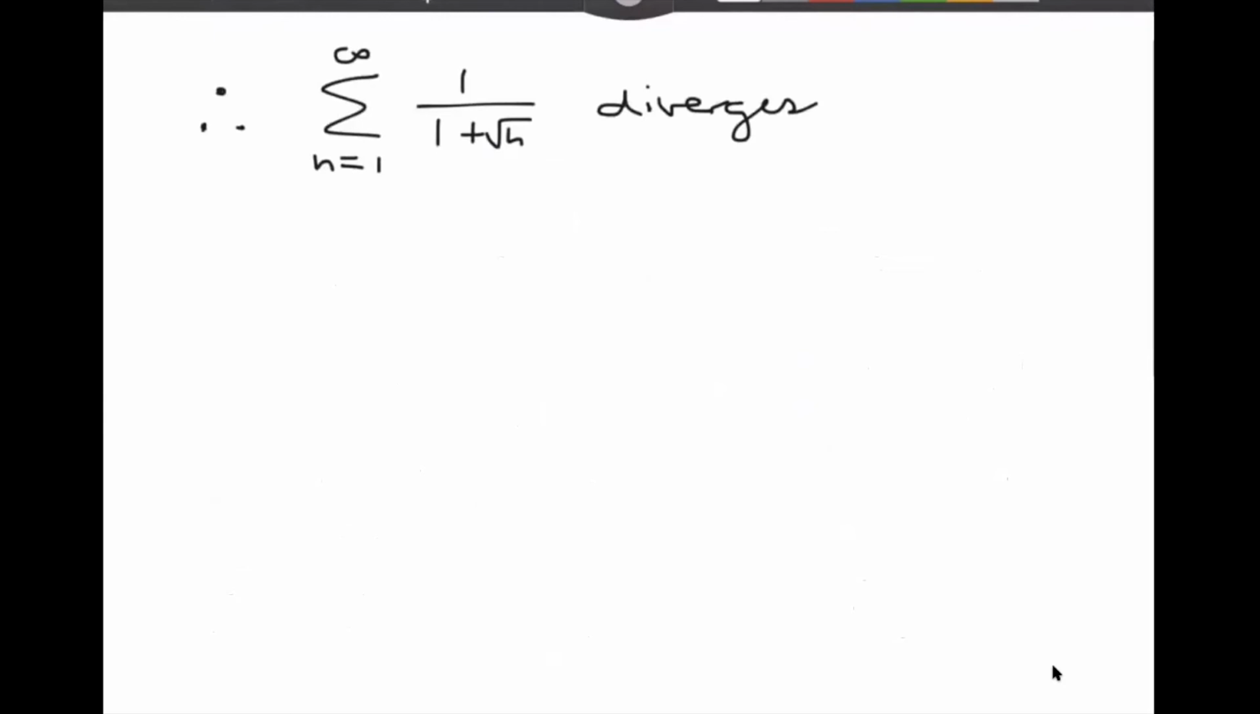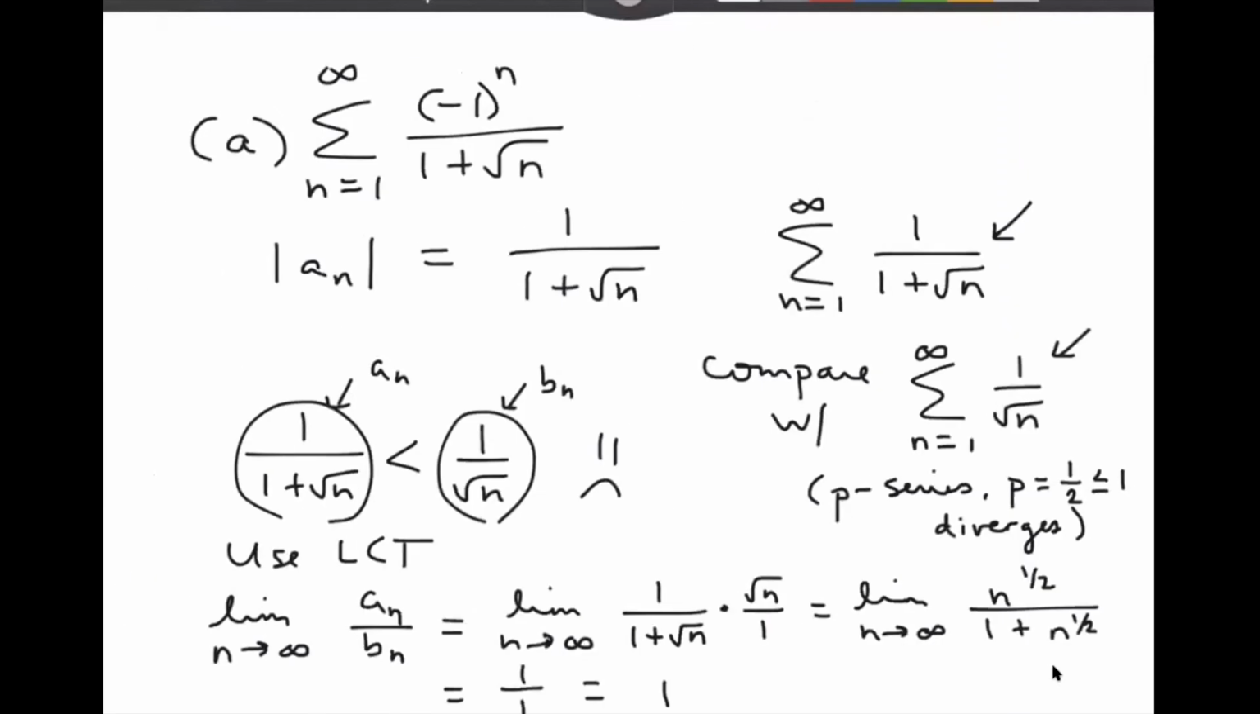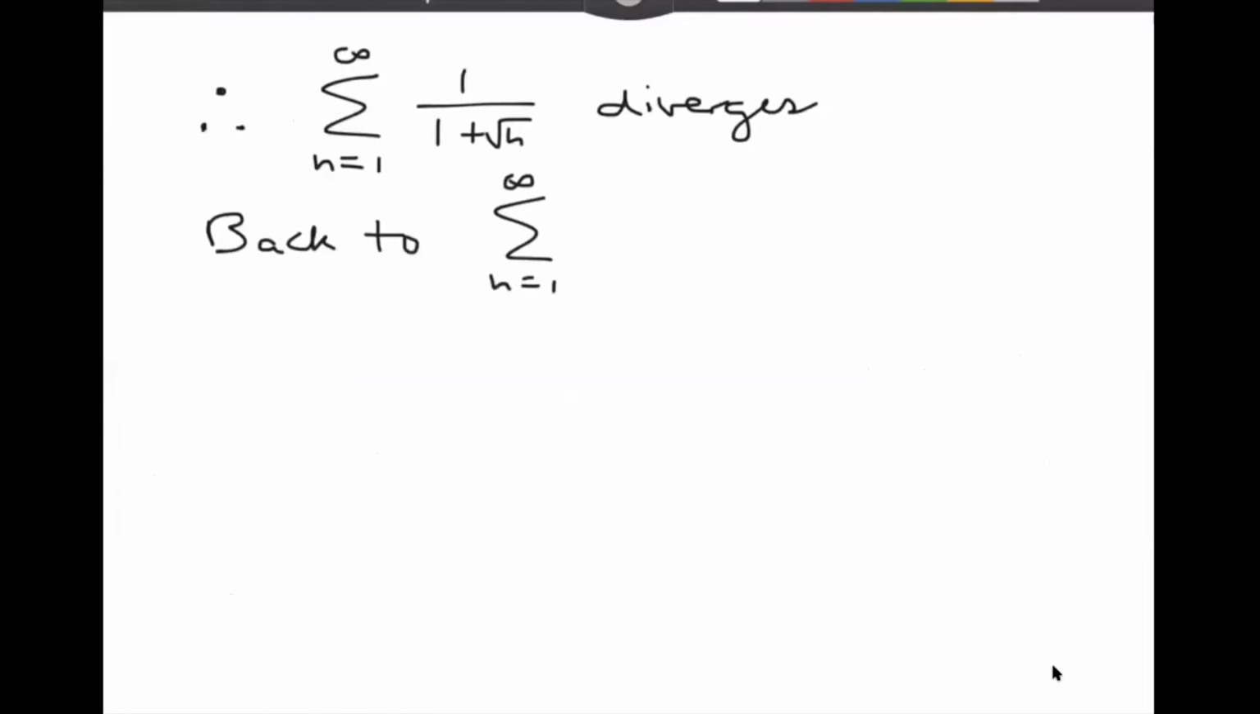All right, so what's happened at this point is that we know that the absolute value series 1 over 1 plus the square root of n diverges, which means that the original series does not converge absolutely, okay? However, it may still converge. So now let's go back to the alternating series going from 1 to infinity. And I think this was a -1 to the n, huh? Okay.